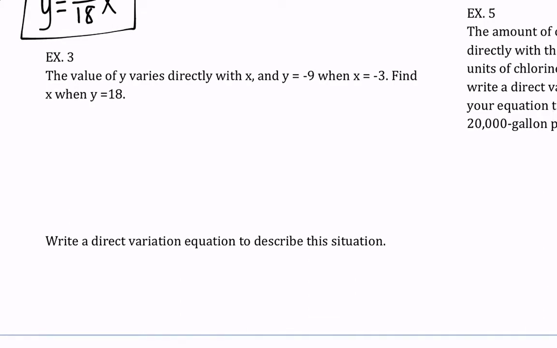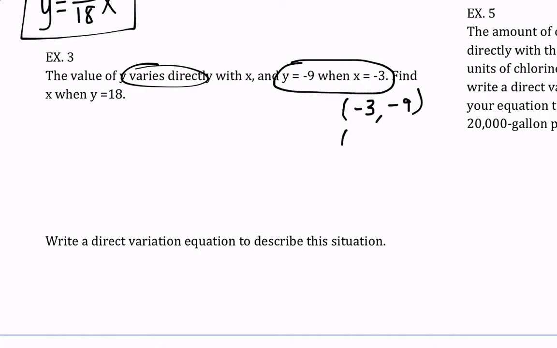Okay, example 3. It tells me that it varies directly, so I know I can set up a proportion if need be. It gives me that y is -9 when x is -3. So I'm going to write that as a point. The x comes first and then the y. It tells me to find x, so I don't know this first guy, when the y is 18. So this is the point it gave me. It gave me the y of my other point, so we're going to set up a proportion to find this guy. So remember, it does not matter what you put on top or bottom. I'm going to put y on top, x is on bottom.